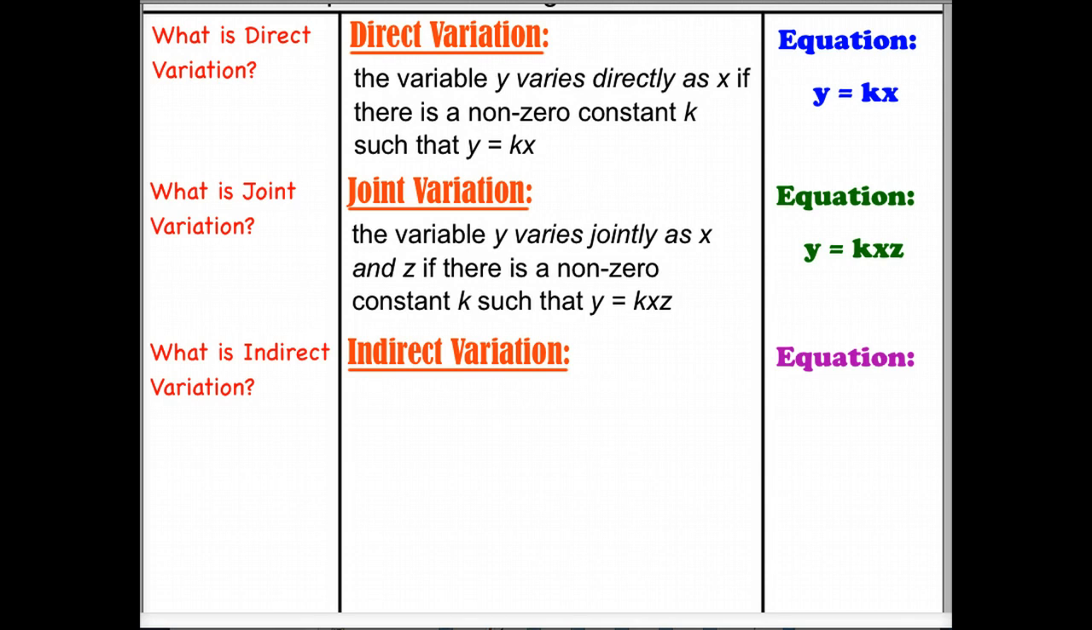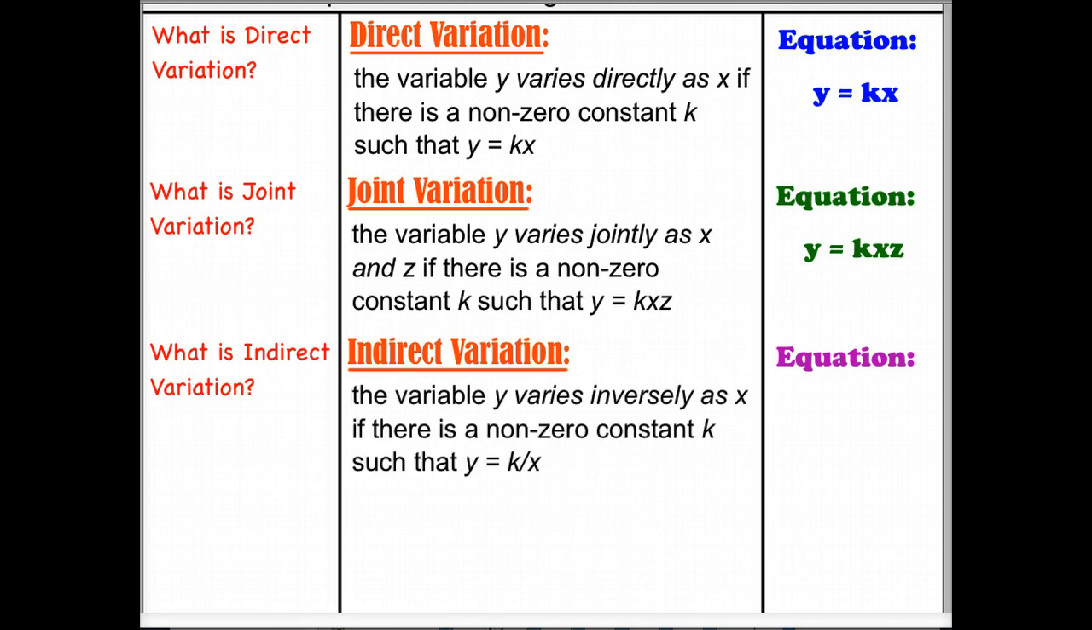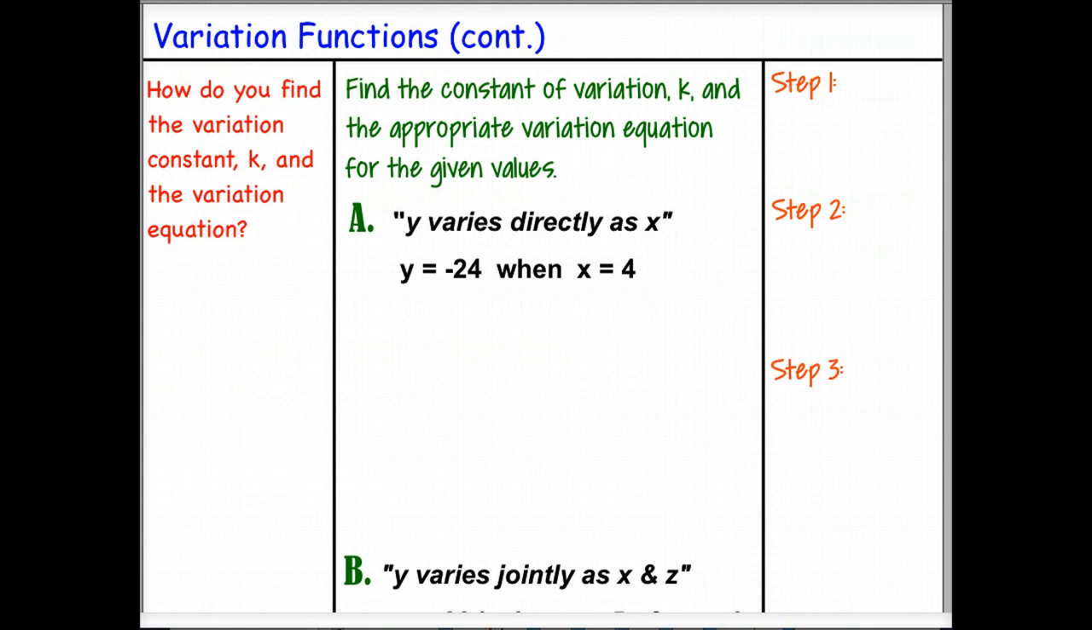Finally, we have indirect variation, where if y varies inversely or indirectly as x, then there's going to be a non-zero constant k such that y equals k divided by x. So make sure you get that equation down. You do need to know your definitions because we are starting to put some more vocab into our quizzes and tests. Let's take a look at a few examples.